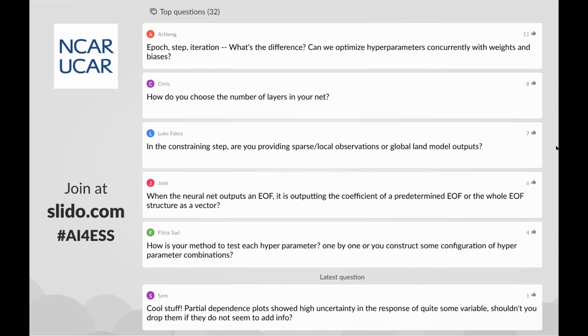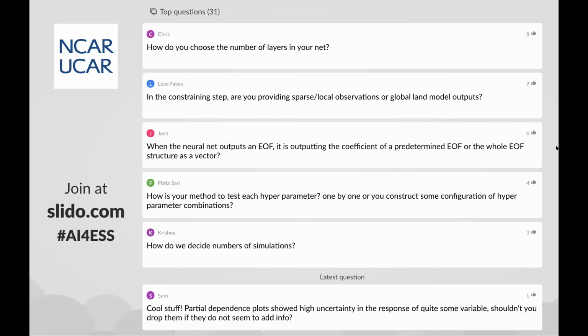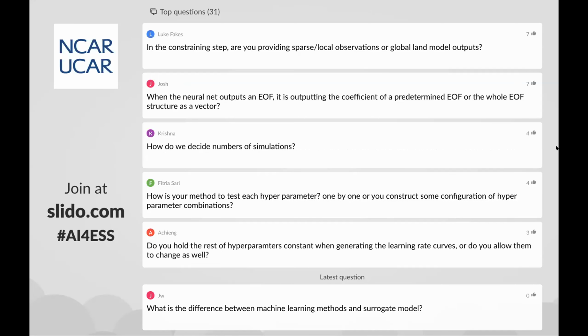Okay, next question from Chris. How do you choose the number of layers in your net? Again, this is going to be very problem specific. I found that 2 hidden layers improved over a single hidden layer for my purposes. I didn't want to go deeper or more complex than that just because I didn't want to have too many free parameters, as in the weights and the biases of the network, because those are going to increase as you increase both the number of layers and the number of nodes in each layer. So because I had a limited training data set, I didn't want to go beyond 2 hidden layers.